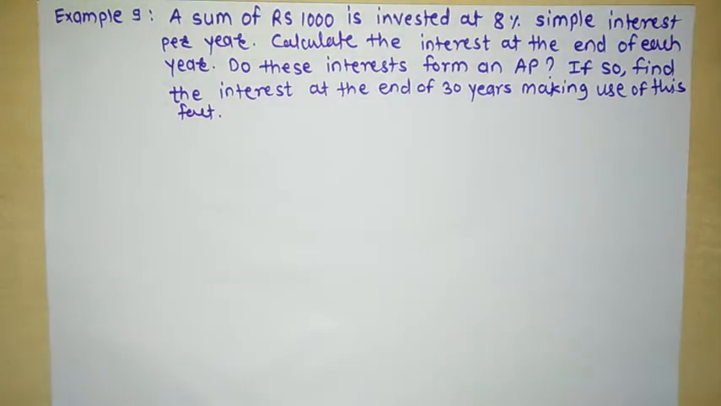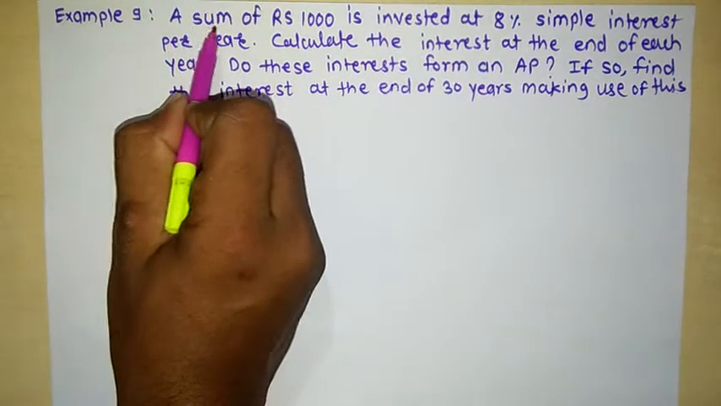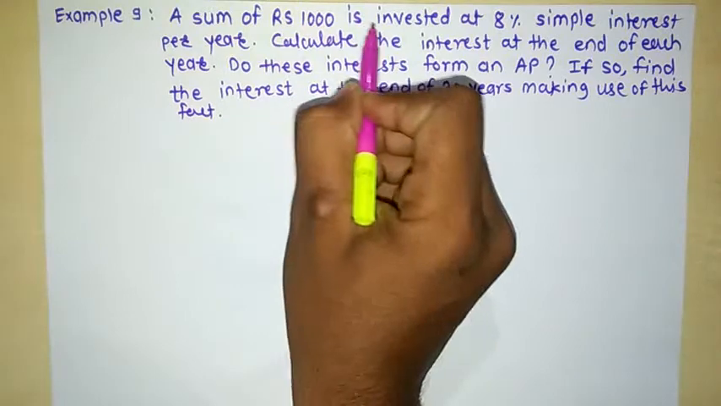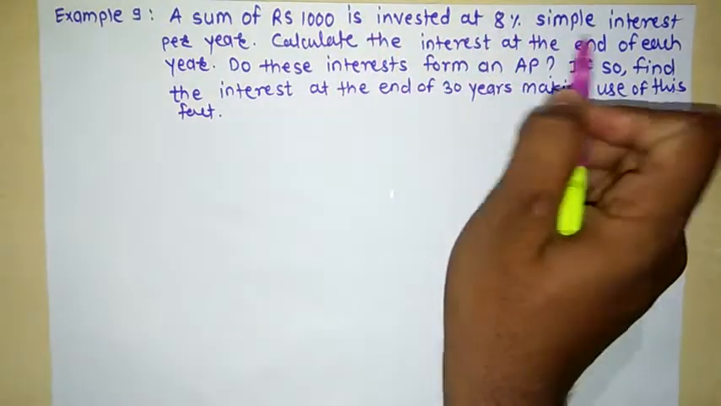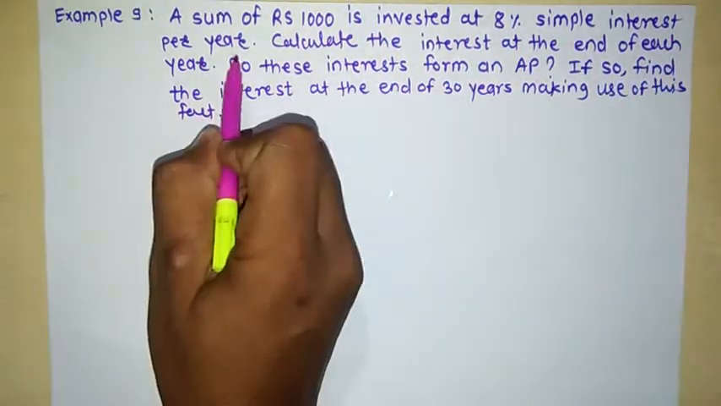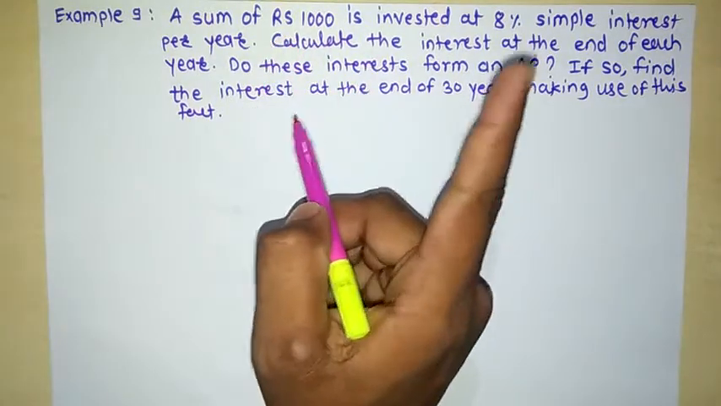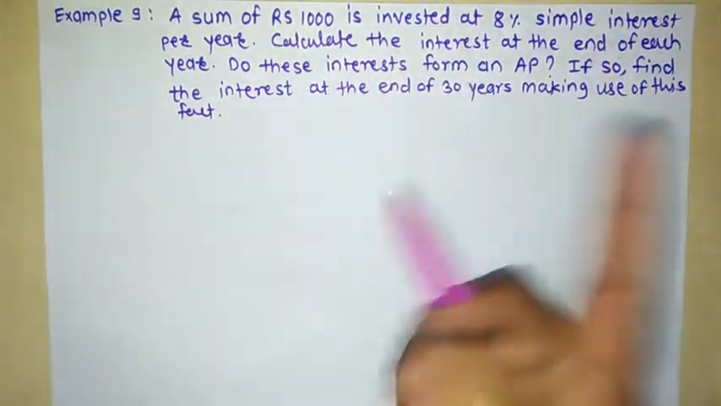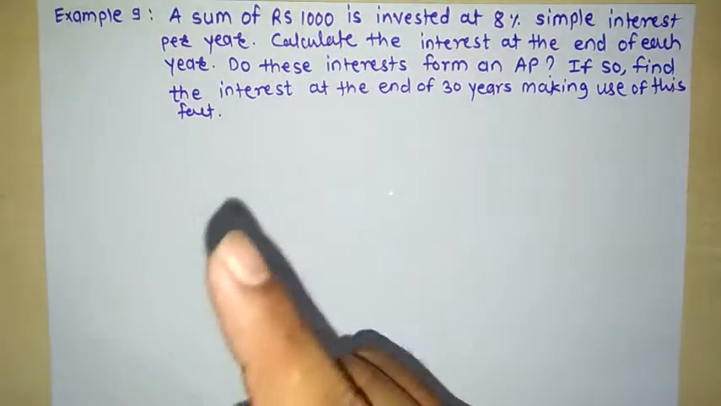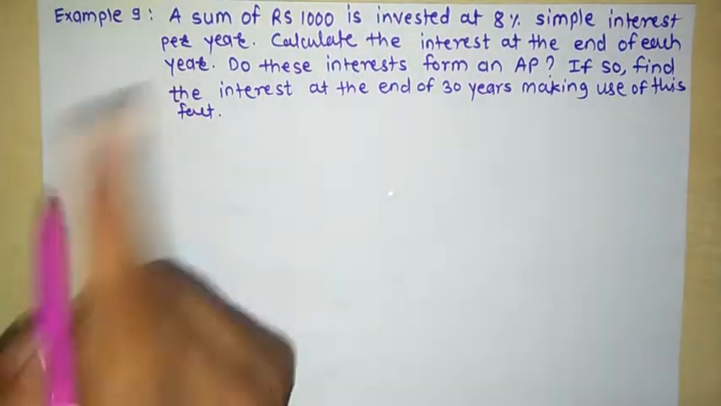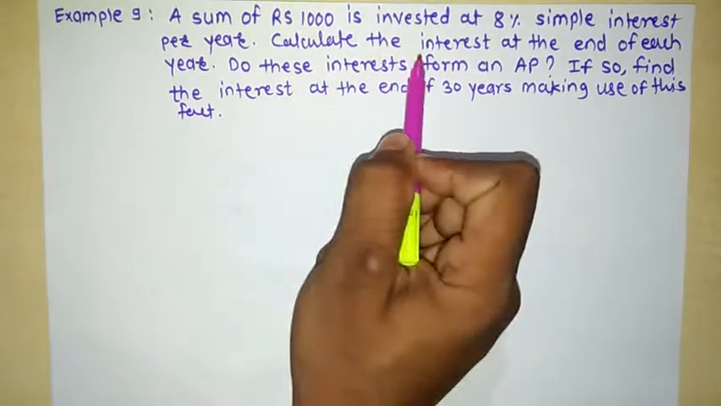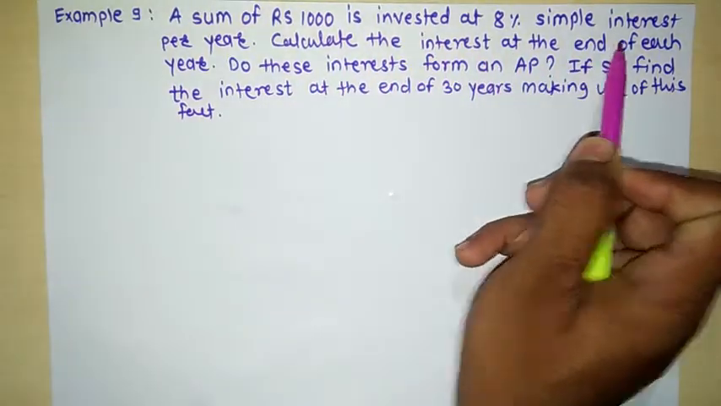Now we will see example number 9. Read carefully what is given in example number 9. A sum of rupees 1000 is invested at 8% simple interest per year. Calculate the interest at the end of each year.